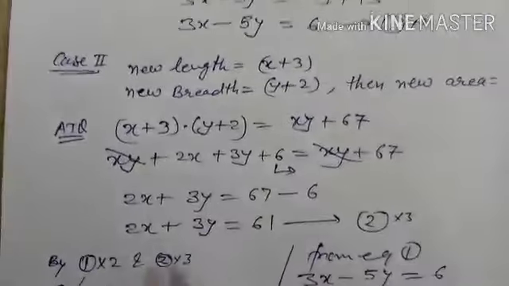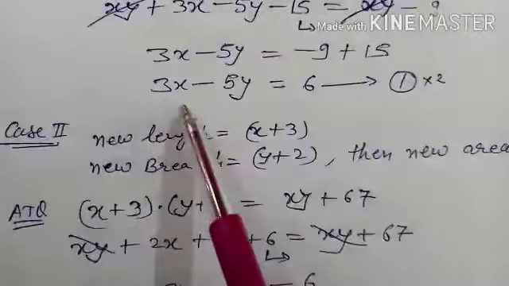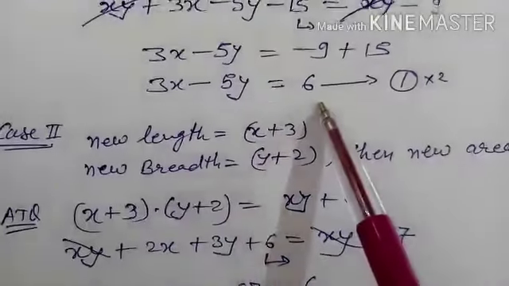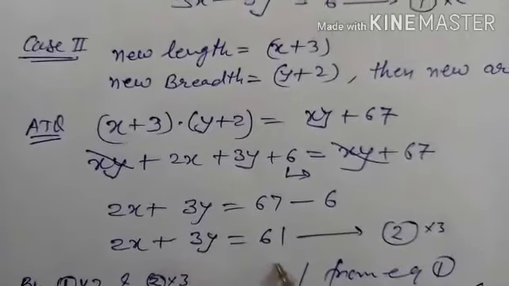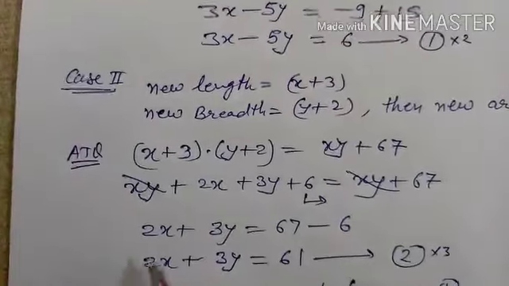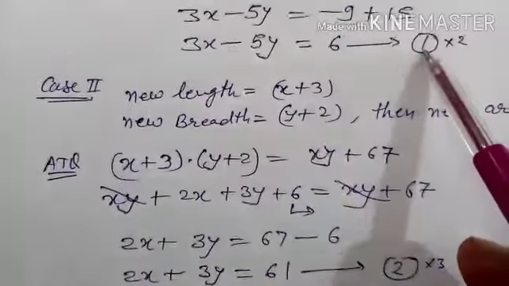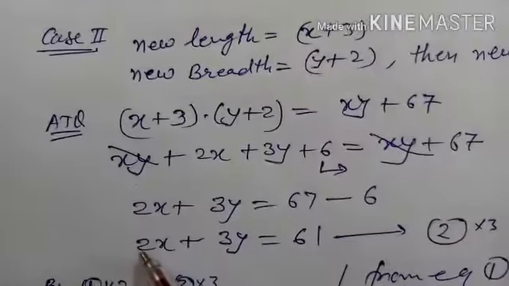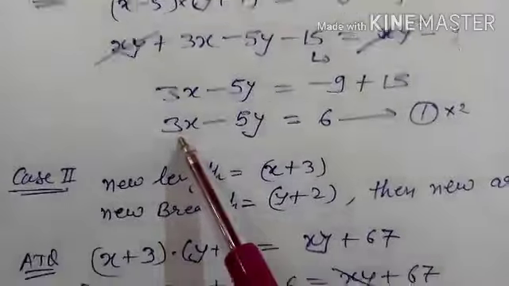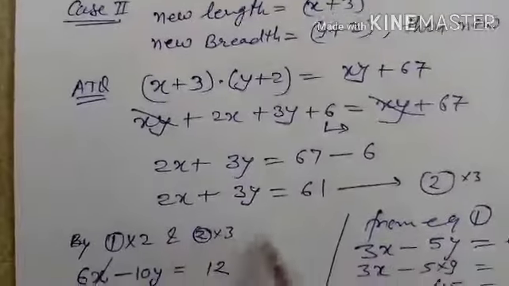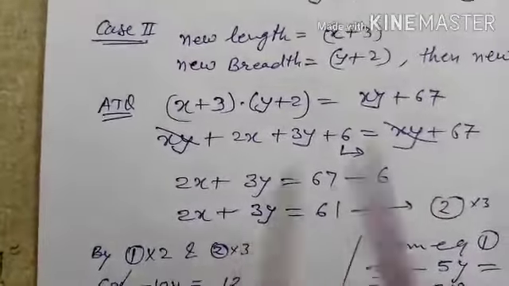Once again observe these two equations. The first equation is 3x minus 5y equals 6, and the second equation is 2x plus 3y equals 61. So equation number 1 is multiplied by 2, and equation number 2 is multiplied by 3. So here we eliminate x.